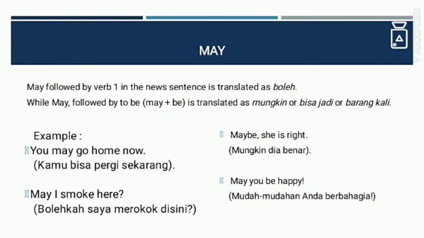And then the second is modal may located at the beginning of a question sentence. For example, may I smoke here? Bolehkah saya merokok di sini? And then may followed by to be is translated as mungkin, such as in the example, maybe she is right.